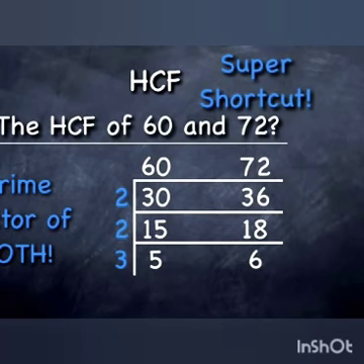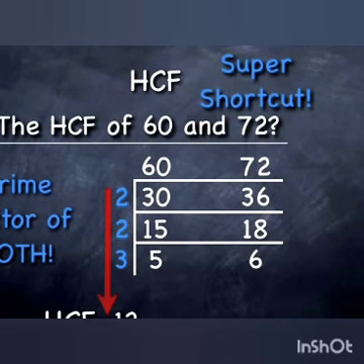So we're left with, again, the same prime factors. 2 times 2 times 3. 2 times 2 is 4. 4 times that last 3 is going to be equal to 12. So 12 is our highest common factor.